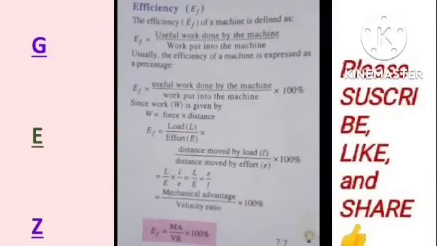Next, let's talk about efficiency. The efficiency of a machine is defined as the ratio of the useful work done to the work put into the machine. So the efficiency of a machine is expressed as a percentage, that is, useful work done over work put into the machine, times 100%. Now, because work is equal to force times distance, we can say that it is equal to the load over effort times the distance over load, over the distance over effort, times 100%. So this is another way of expressing the efficiency, and on the numerator you can say that we have the load times distance over load, and that constitutes the work done by the load.